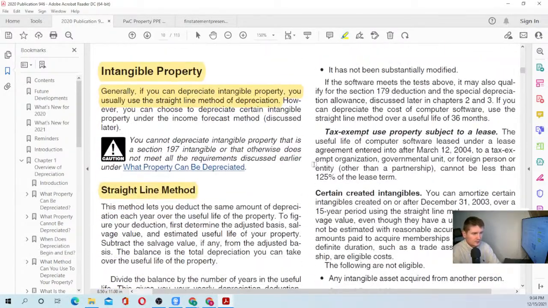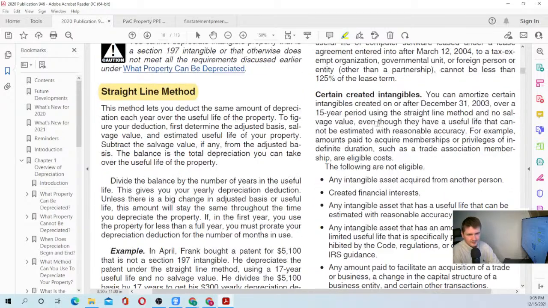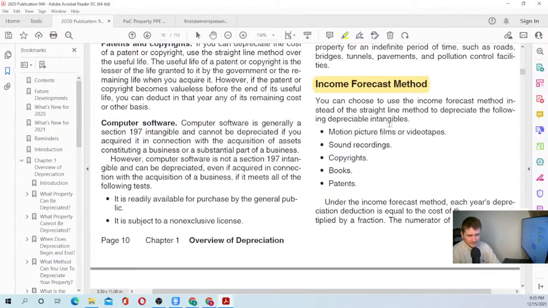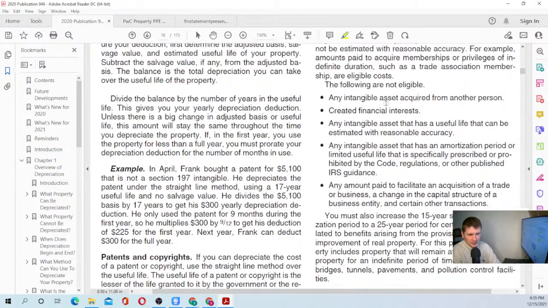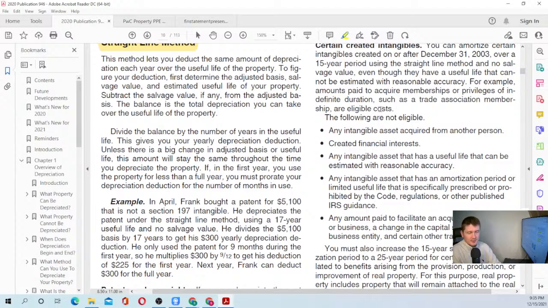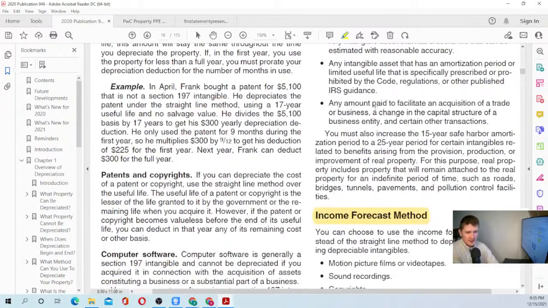Let's go. Intangible. Generally, if you can depreciate intangible property, you usually use the straight line method. So intangible is usually straight line. It can also have depreciation based on income, so you depreciate it proportionally to your income compared to expected income.